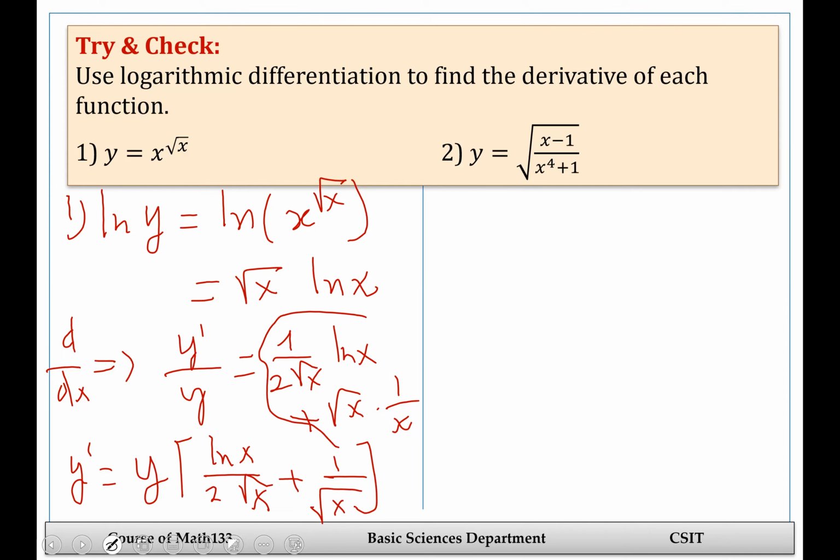Okay, and finally you will replace the y, so y prime is equal to x root x multiplied by ln x over 2 root x. Or let's do it with a common denominator, so it's plus 2 here. Okay, so that's y prime.